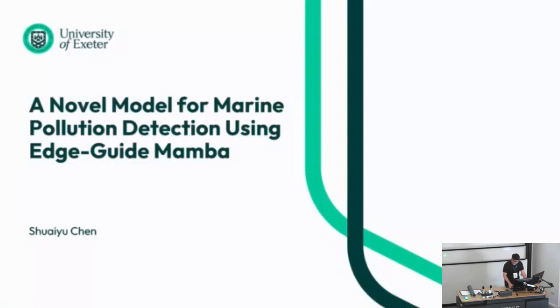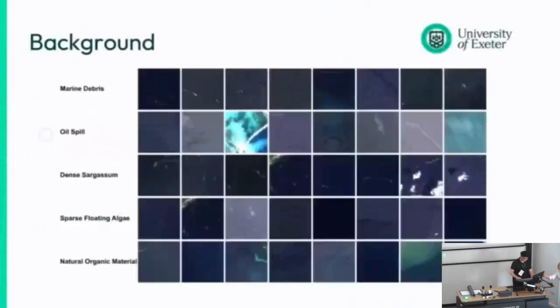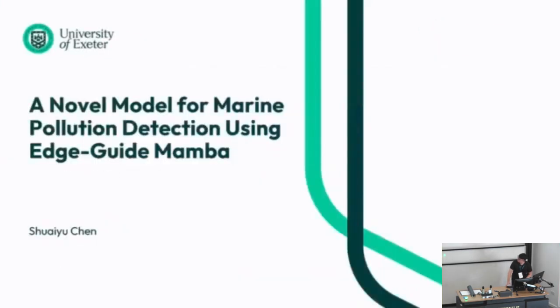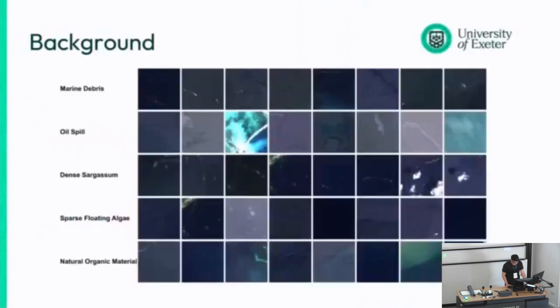Today I will be talking about our work on a lightweight model for marine pollution detection. This method aims to improve the accuracy of detecting small and hard-to-spot pollution regions in the ocean. It combines both global context modeling and edge information.